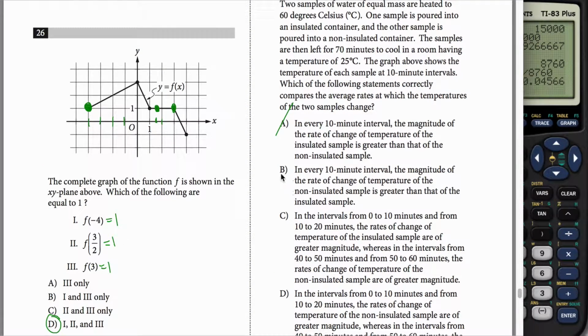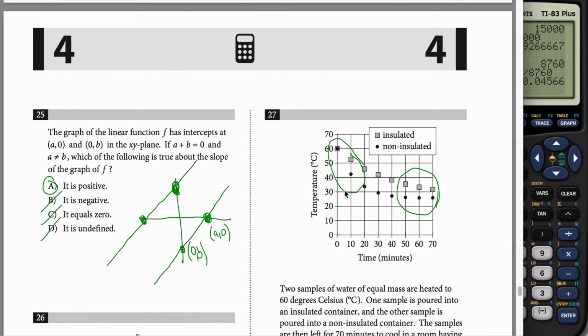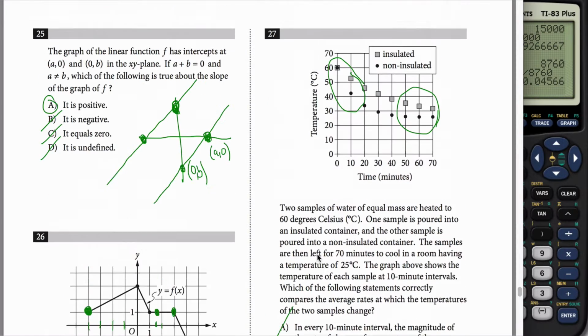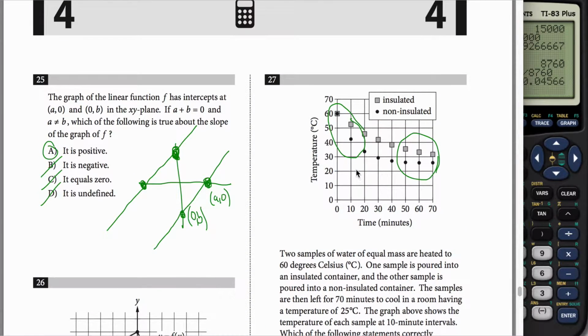And it's not B either. It's not B for the first reason that I gave you. B says the rate of change of the non-insulated sample is always greater. That's not the case. That's true at the start, but that's not true here at the end. C says at the start, from 0 to 10 and 10 to 20, the rate of change of the insulated is greater than, so let's see if that's true. At the start, the rate of change of the insulated is not greater. Right?